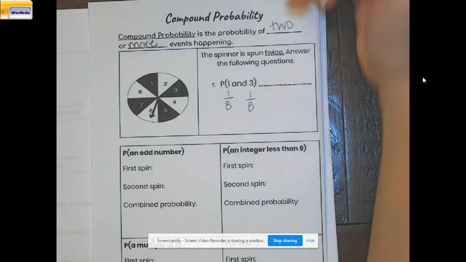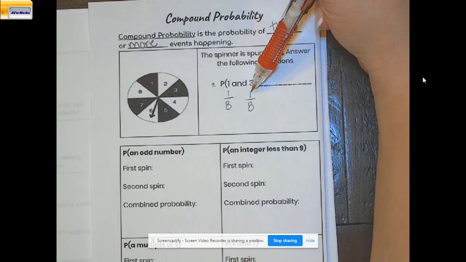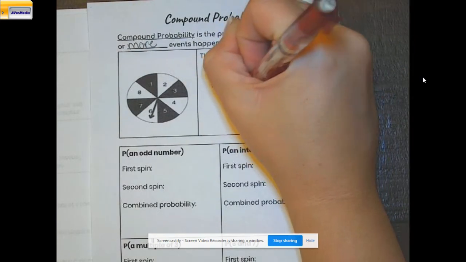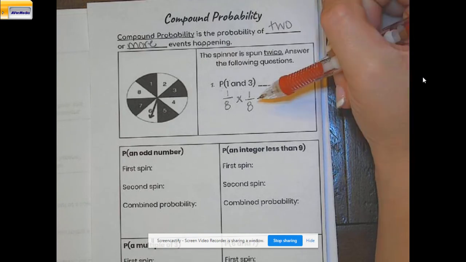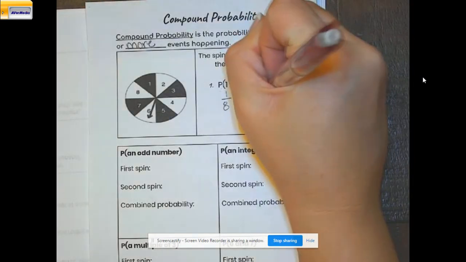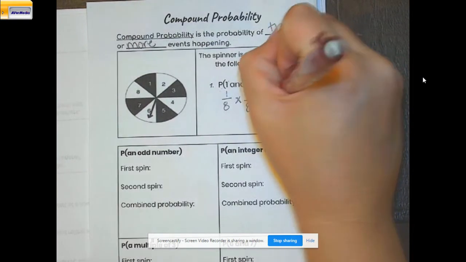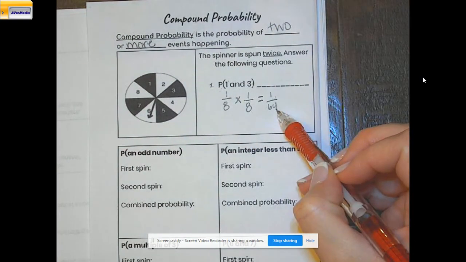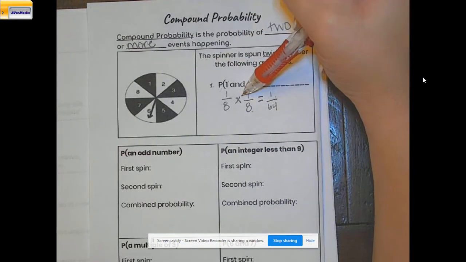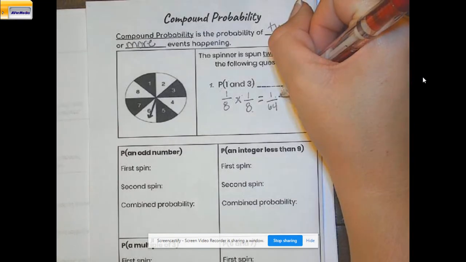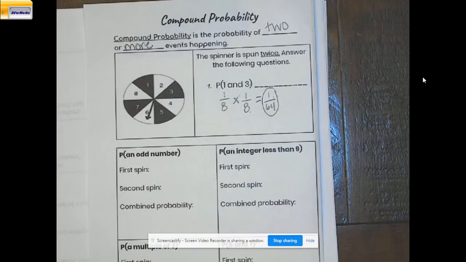Because I want both a 1 and a 3, I'm going to multiply. Let me tell you why. This would be, like I said, the same thing if you walked up to your mom and said, "Can I have a Twix and a Reese's?" Well, you're less likely to get two things versus if you walked up to her and asked to get one thing. So multiplying fractions, you always get a smaller number. So 1 times 1 is 1, 8 times 8 is 64. Notice 1/64 is much smaller than 1/8. So when you want two things to happen, we multiply because you are less likely to get those two things. So 1/64 is our final answer there.